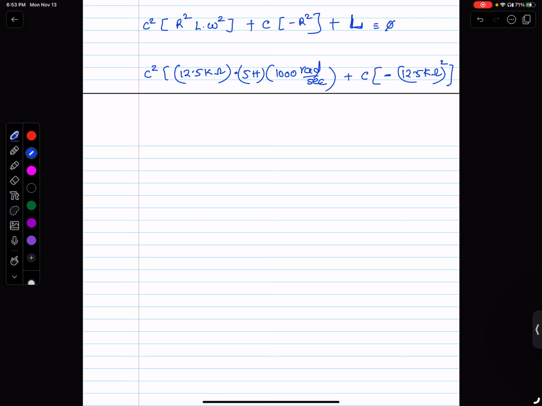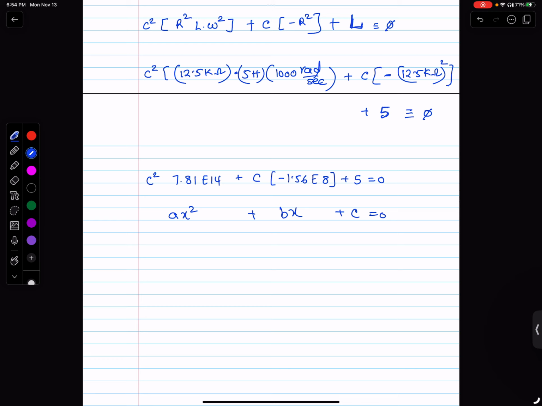Okay, and then 5, that's the L value, 5 Henry, all of that equals 0. So you can do the math, and you'll end up with something like C squared times 7.81 e to the 14, plus C times negative 1.56 e to the 8, plus 5 equals 0.